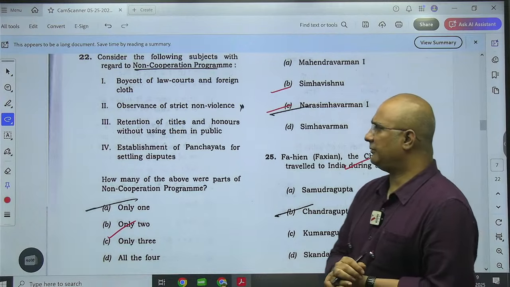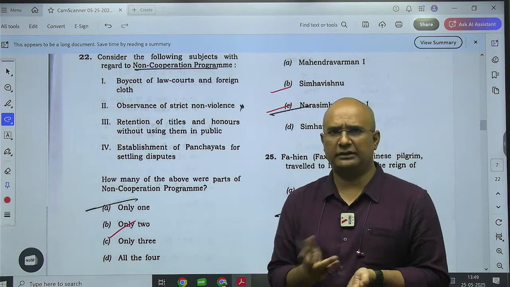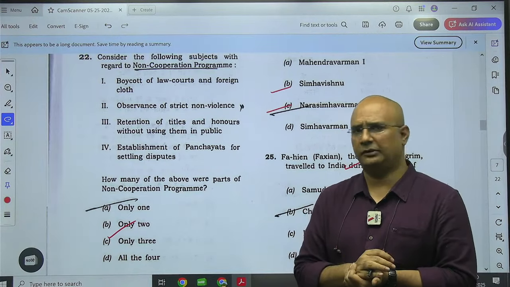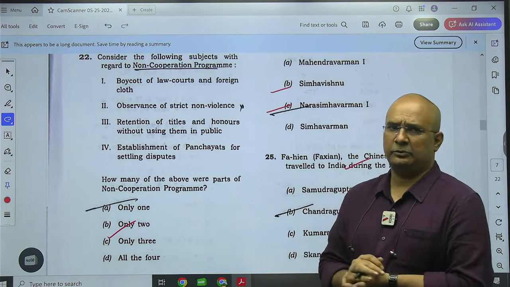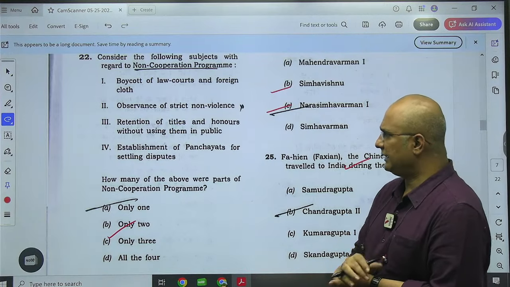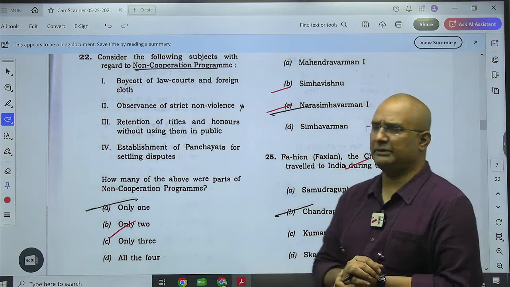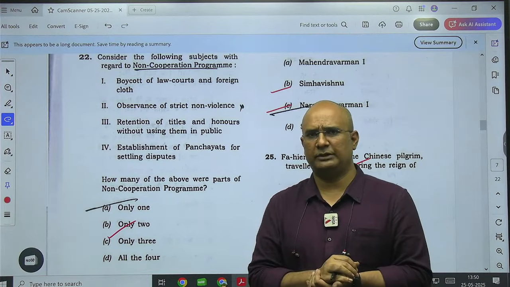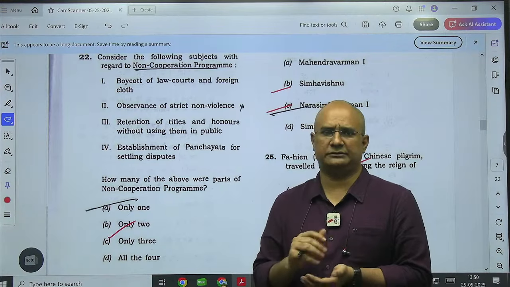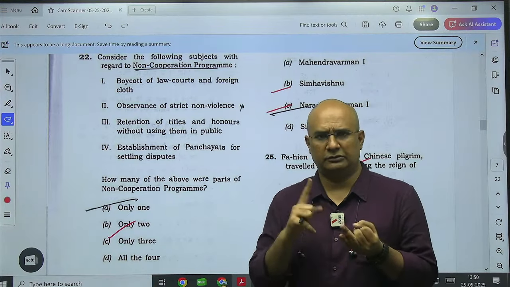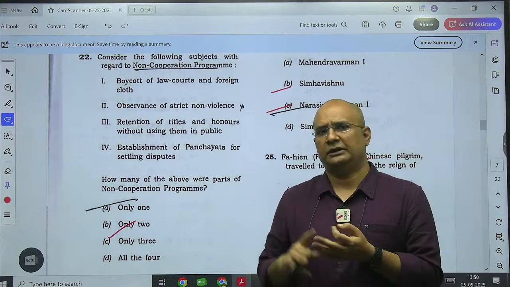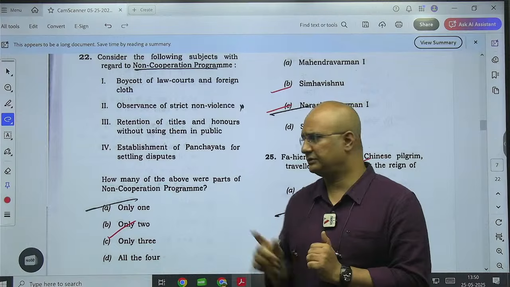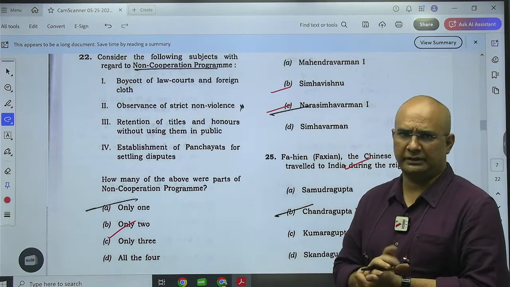Second, observance of strict non-violence. Naturally the movement was led by Gandhi, and Gandhi's insistence on non-violence we all know very well. So that makes statement 2 also correct. Third, retention of titles and honors without using them in public. That's straight away wrong, because the boycott program in the non-cooperation movement also involved boycott of not only titles, but clothes, law courts, councils, any kind of government institutions, including titles. So statement 3 is wrong. It will not be a part of your answer.